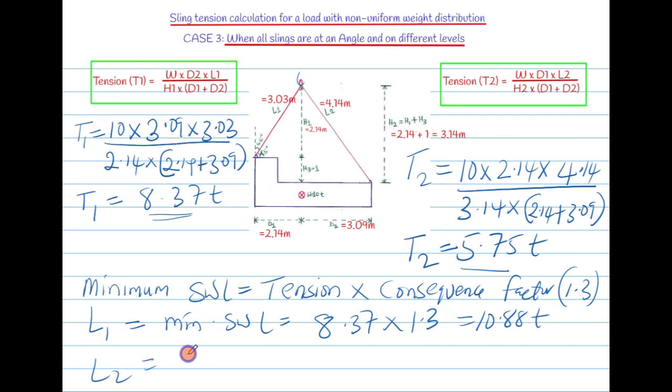For L2, minimum SWL is equal to 5.75 multiplied by 1.3, and this will be 7.48 ton. Having calculated the minimum SWL for L1 and L2, what we need to do is to check the site availability. If we have 10.88 or 7.48 for both slings. If we don't have, then we have to purchase.